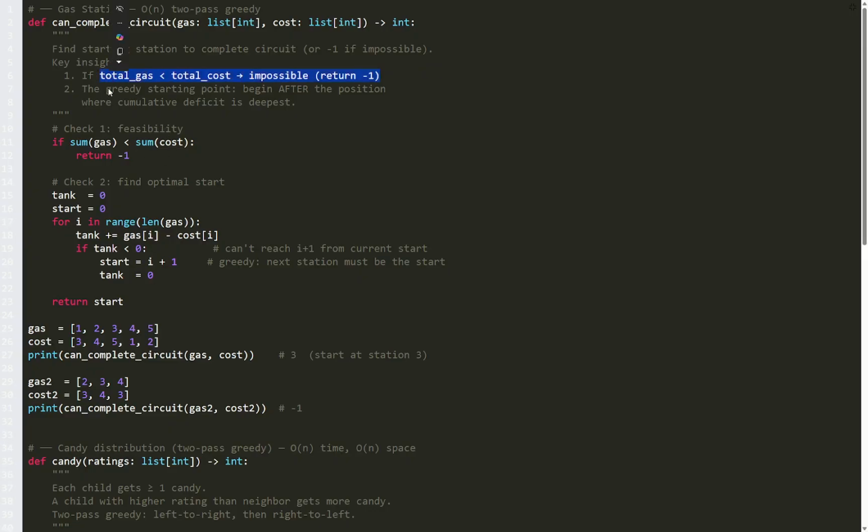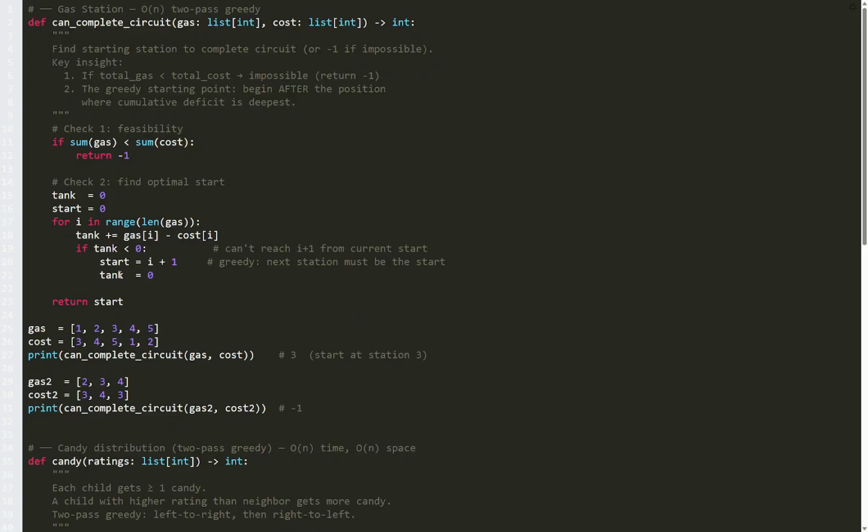2 greedy observations. First, if total gas is less than total cost, the circuit is impossible. Return -1 immediately. Second, simulate starting from station 0 with an empty tank. Track the running tank level. Whenever the tank goes negative at position i, we know the starting station cannot be anywhere from 0 to i, because any of those starts would also fail at or before i.